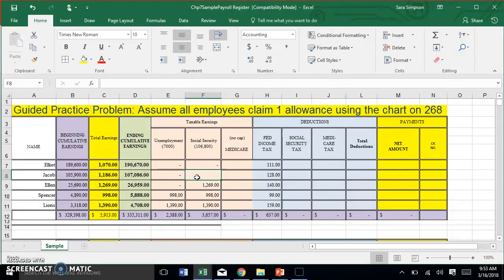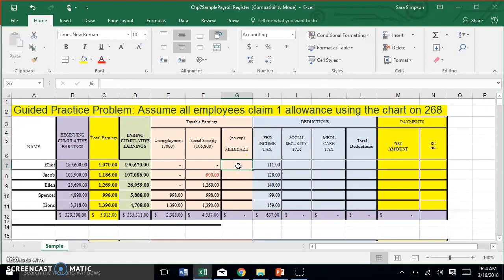And then we have Jacob. Jacob did not hit the cap at 105.9, but during this period, he will surpass the cap. So he only contributes up till that cap. So the easiest way to do it is some, but not all, of his $1186 in yellow is taxable. So if the cap is $106,800, and he has to contribute just until he gets to that point, he only has $900 left to get him there. So it's not the $1186, it's only $900, and I'm going to make that one red just because it's a little difficult to make sure we know.